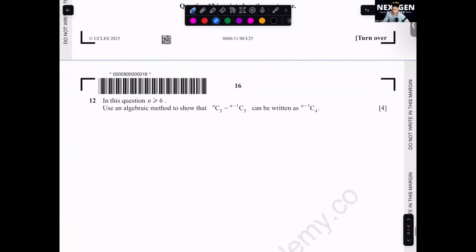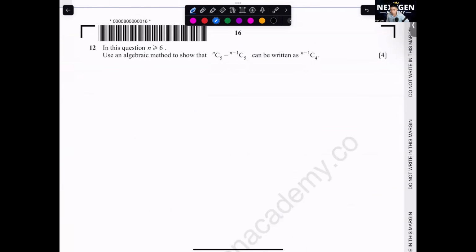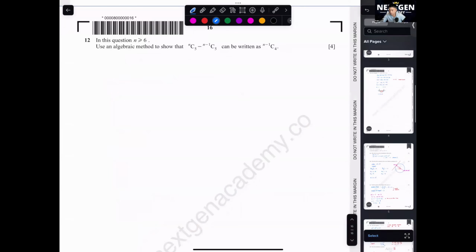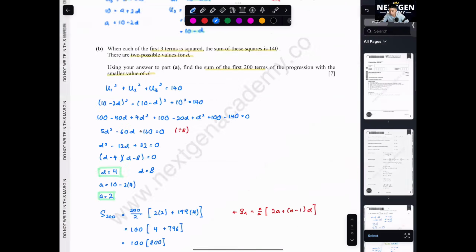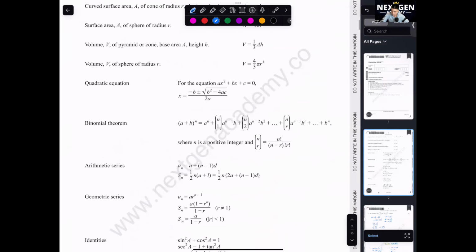Okay, number 12. In this question, n is more than or equal to 6. Use an algebraic method to show that nC5 minus (n minus 1)C5 can be written as (n minus 1)C4. For your non-calculator paper, there is a very high chance this question will come on. Every time you've got the unknown n, you all need to use this formula for C.